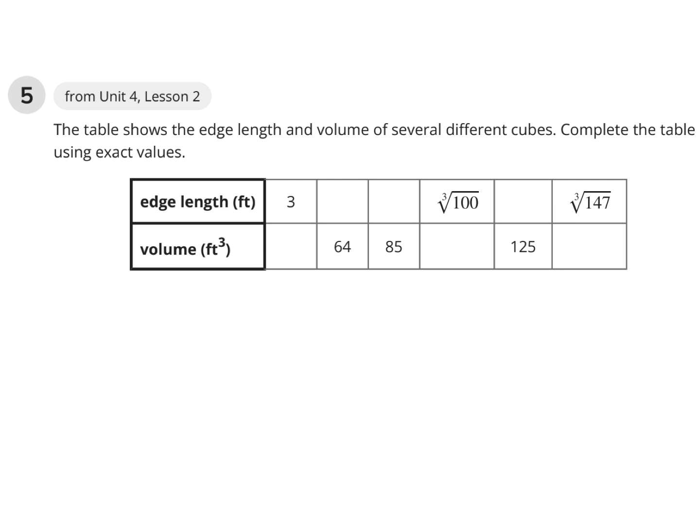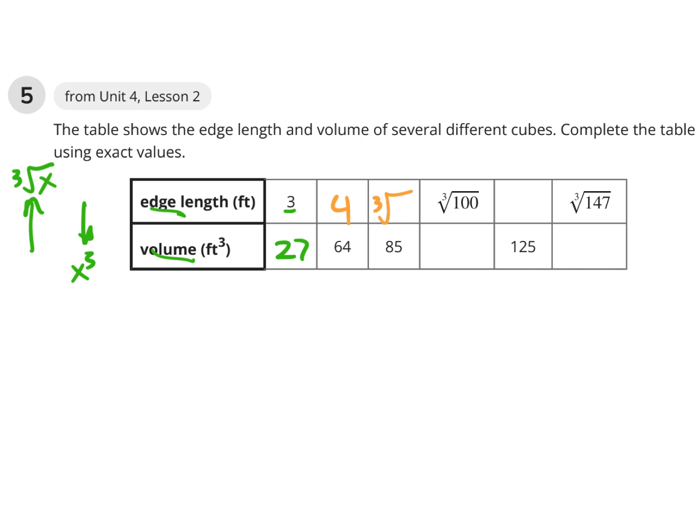Okay, now read this carefully. This says edge length and volume. So to go down, we cube it, and to go up, we cube root it. So 3, going down, you cube 3, you get 27. You take the cube root of 64, you get 4.